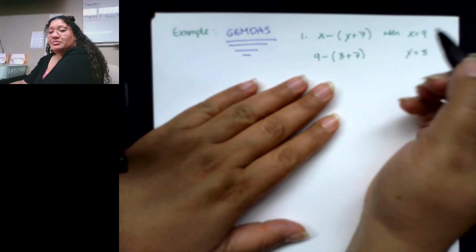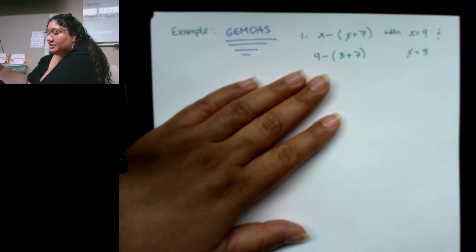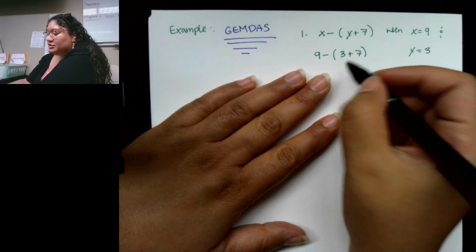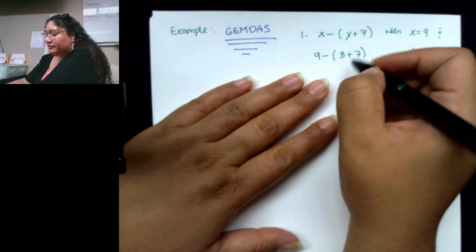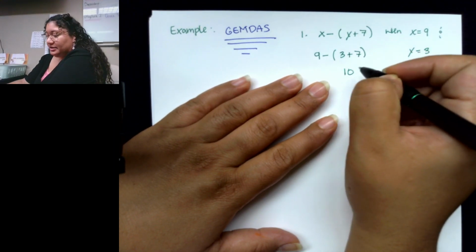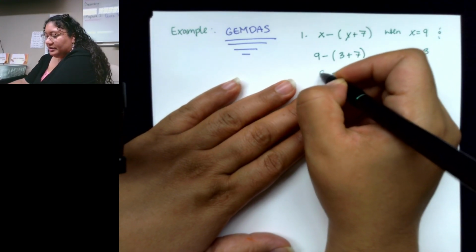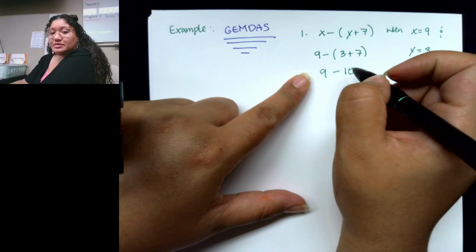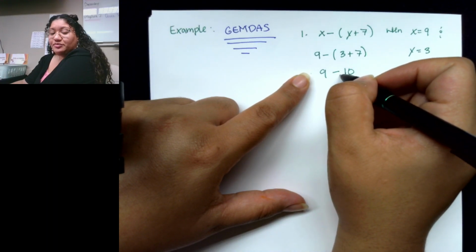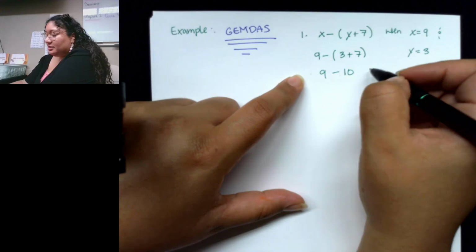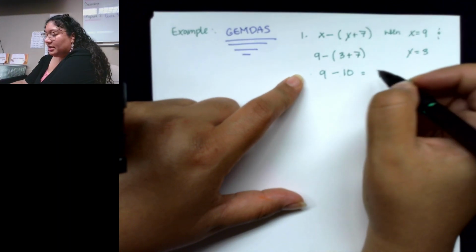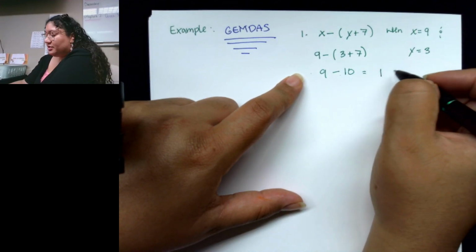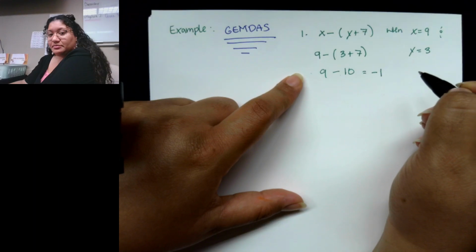Okay, GEMDAS tells me to do what? Grouping first. So I'm going to do 3 plus 7 first, which I get 10. Then I get 9 minus 10. These are opposite symbols because 9 is a positive, 10 is technically a negative because of the front. I subtract the numbers, I get 1. And then my 10 is my bigger number and it has a negative, so it is -1. Okay?